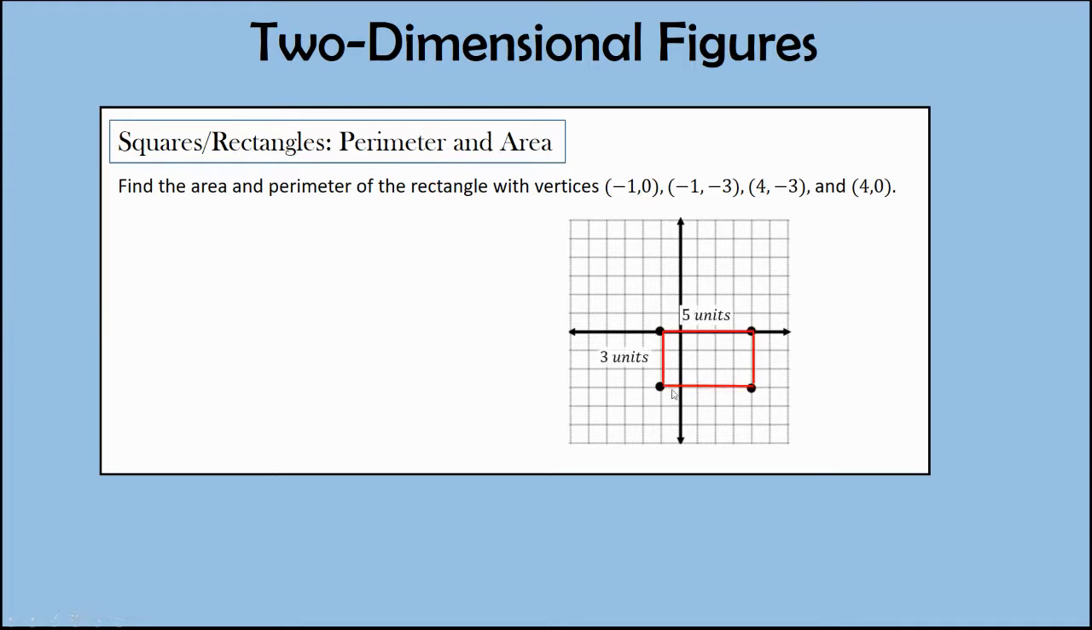Now, if I shade it in here and count, the width here is 3 units and the length is 5 units, and just count them. So it's 3 by 5. So the area, length times width, is 15 units squared. The perimeter, 2L plus 2W, is 16 units. Pretty simple, but it's much easier if you just make a quick sketch of it so you can see it.